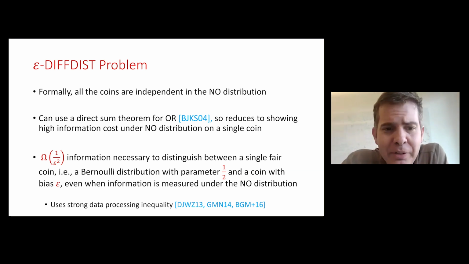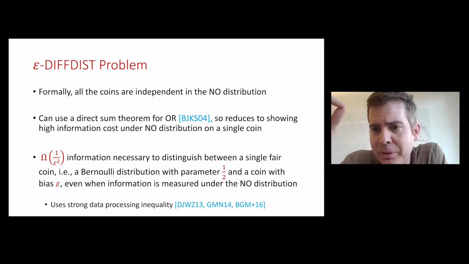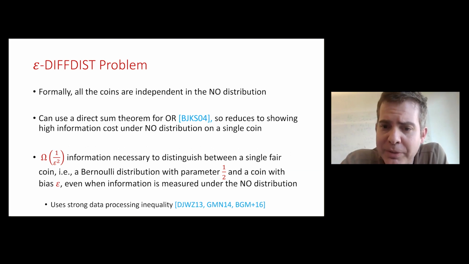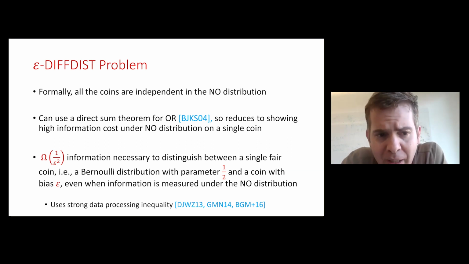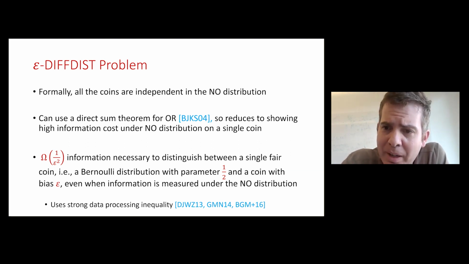And for that, you need to actually show a high information cost under the null distribution, which for us is just uniform on a single coin. And then that will add up and can be plugged into this direct sum framework. So that's the second bullet. And it reduces the problem to a single coin now.